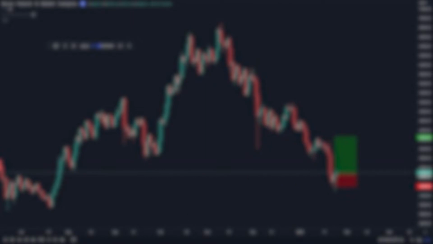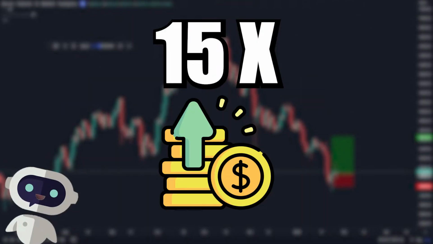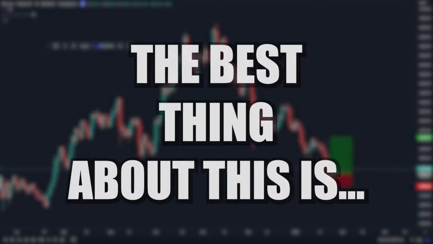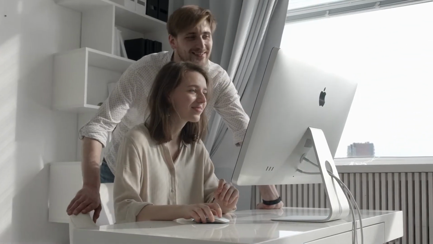What if I told you an easy way to always set a perfect take profit on your trades? In fact, using this strategy made my bots 15 times more profitable, as you can see on the backtest right here. The best thing about this is you don't need to have years of experience or spend a lot of time in front of the charts, but it can be applied instantly by anyone.